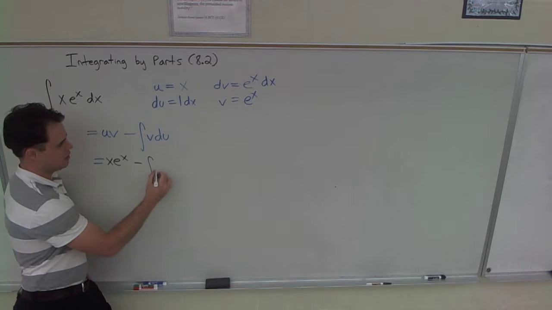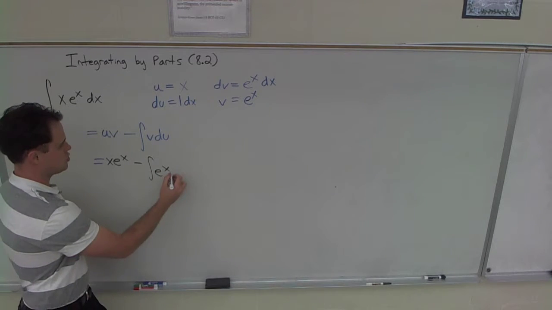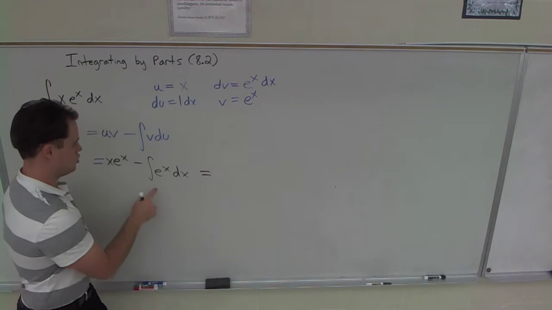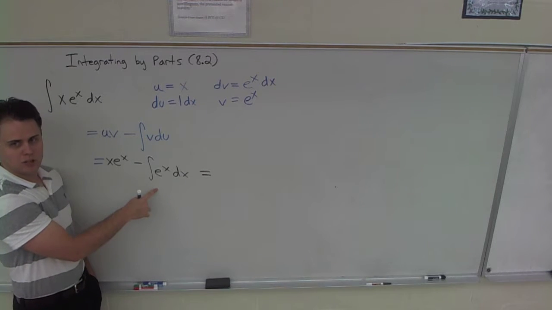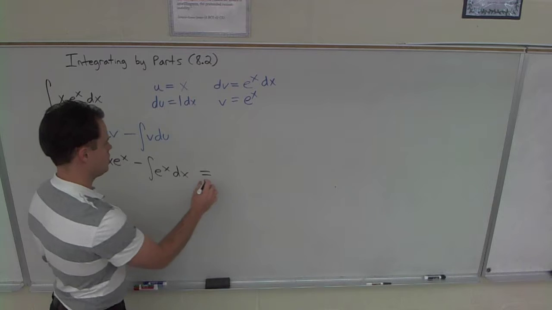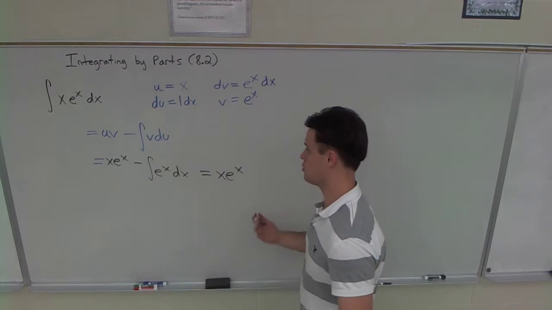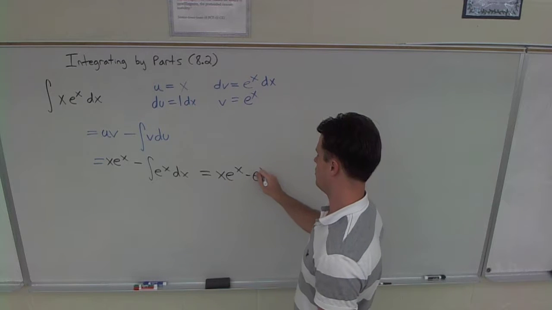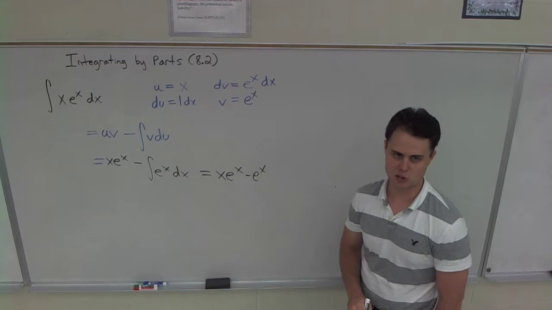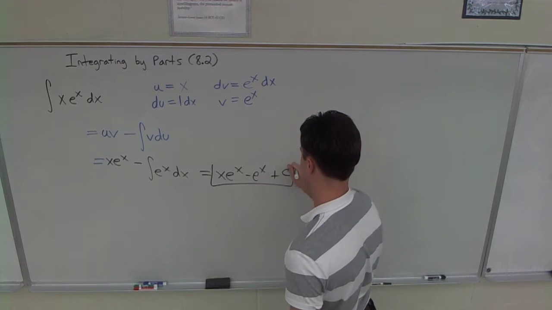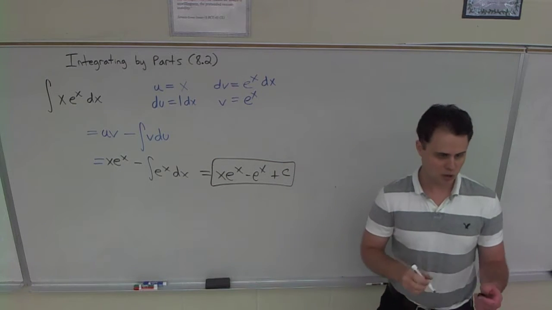But v was what? E to the x? And du is just dx, right? Did we turn an integral we couldn't do into one we could do? Yes, clearly. So this answer is going to be x e to the x, and the integral of another e to the x is again e to the x. What am I missing? Plus c.